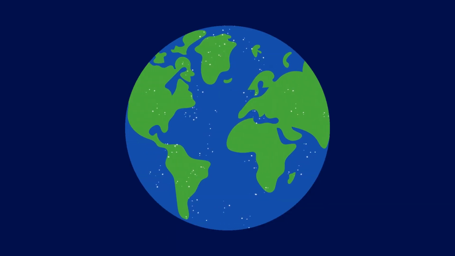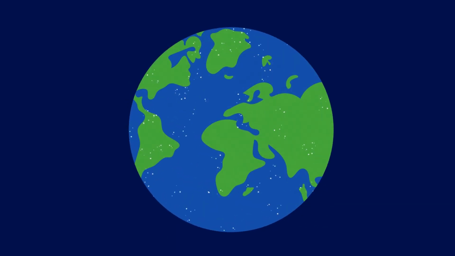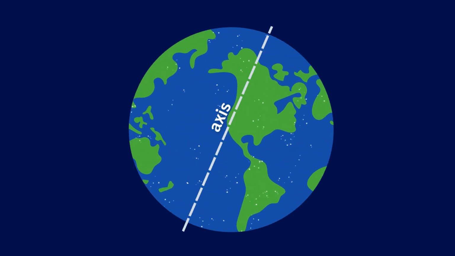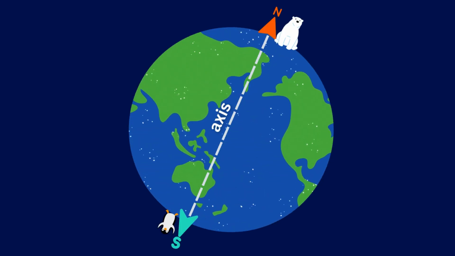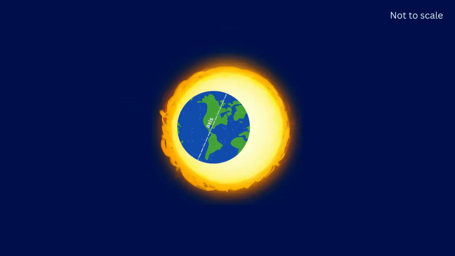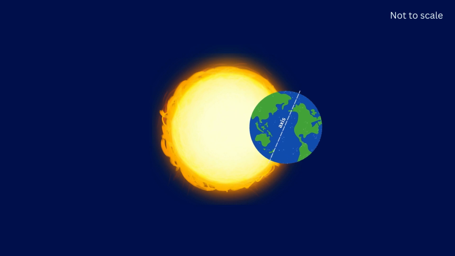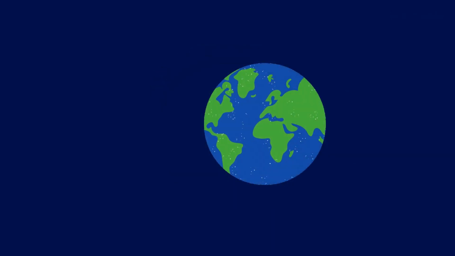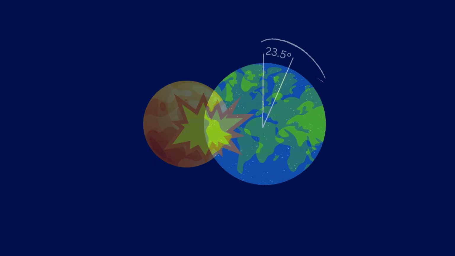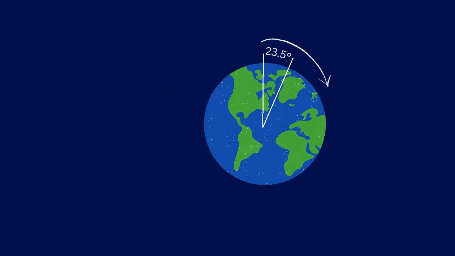This pattern is due to the fact the Earth orbits the Sun on a tilt. The Earth's axis is an imaginary line through the Earth from the North Pole to the South Pole. The axis does not point straight up as the Earth orbits the Sun. It is tilted by about 23.5 degrees. The Earth is tilted because more than 4 billion years ago, a planet-sized object hit the young Earth. This collision knocked the Earth's spin into a tilt.